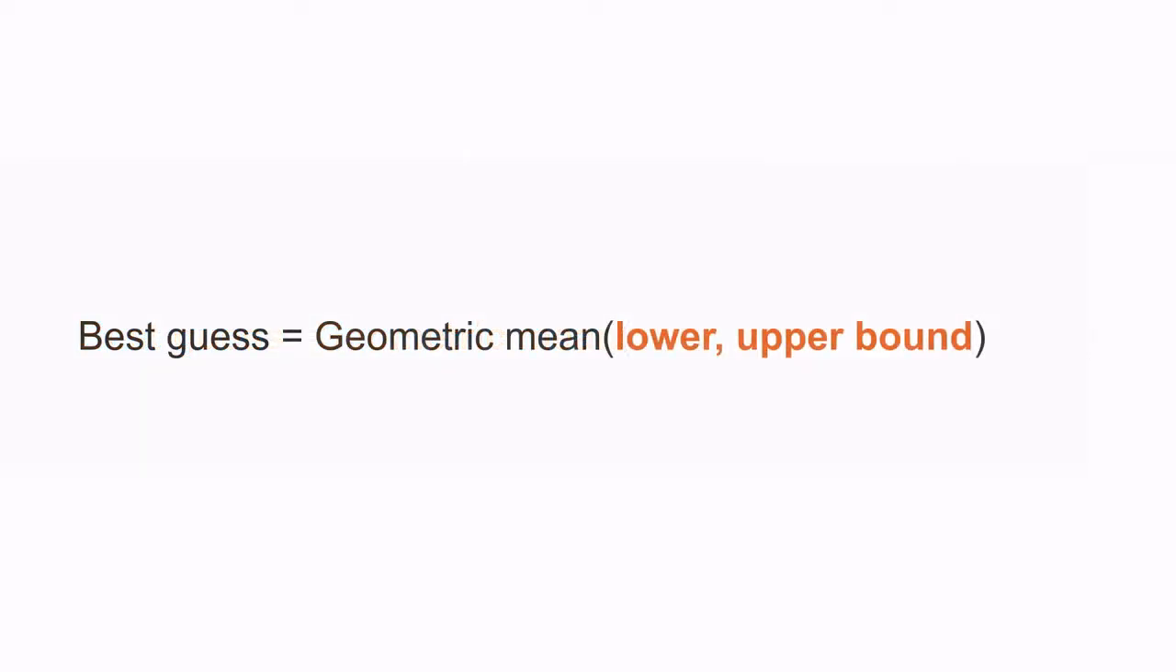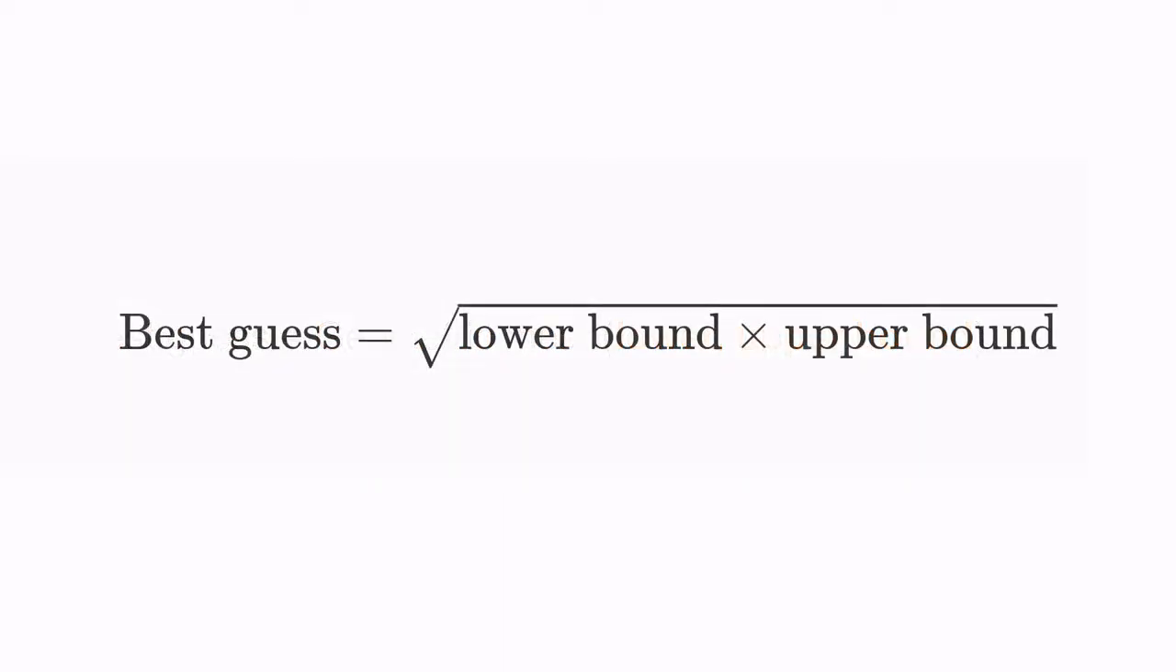We'll say that our best guess as to the number of parties that win seats nationwide is the geometric mean of the lower and the upper bound. We get that by multiplying these two quantities together and taking the square root. Let's start with the upper bound, or the largest possible number of seat-winning parties.